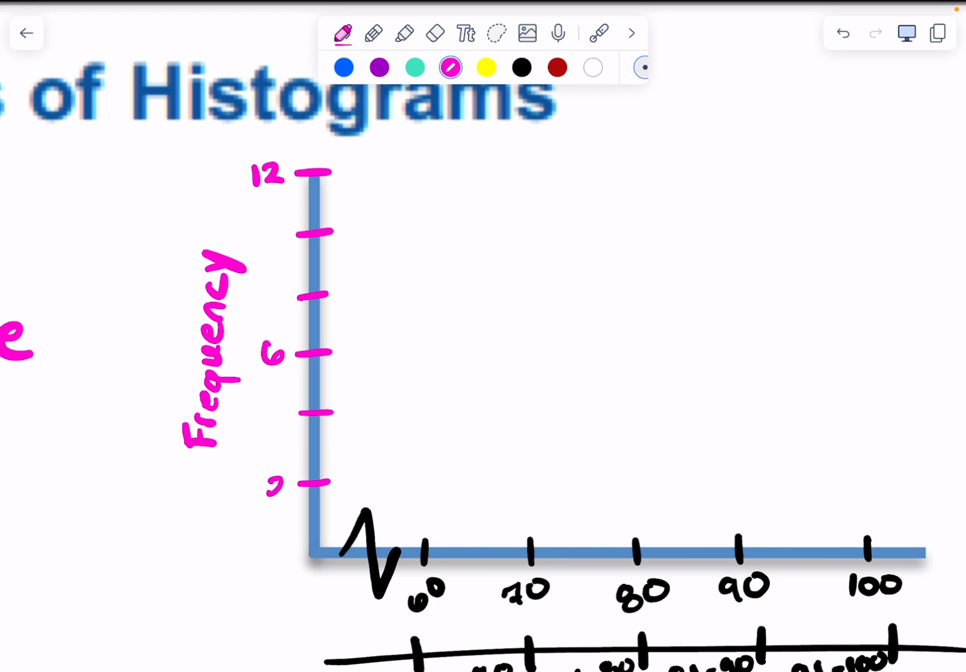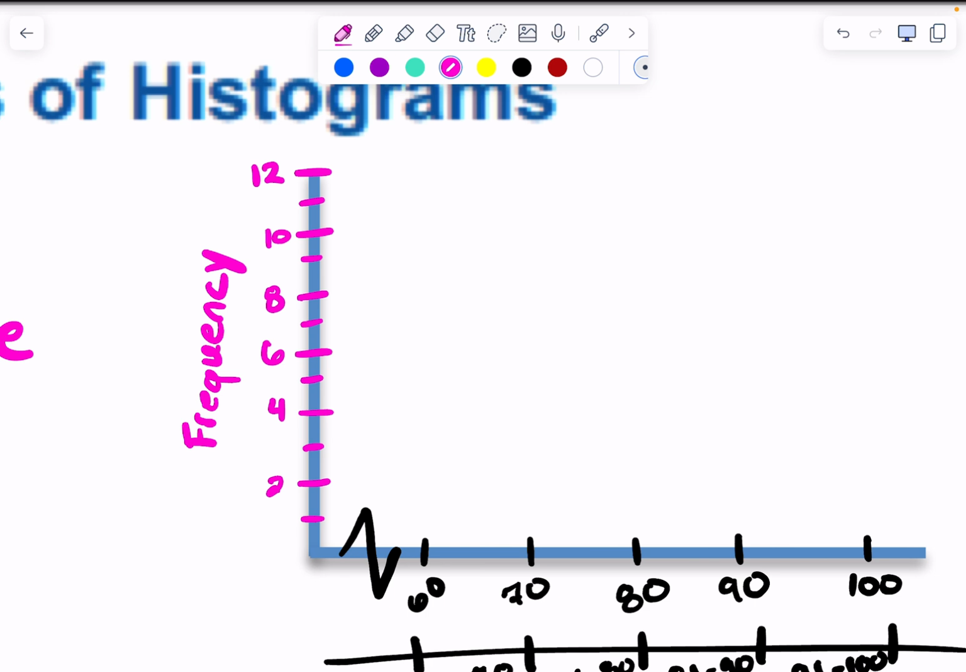So I've got 2, 4, 6, 8, 10, 12. You see how I just did that? If you want to go by ones, you can do little tick marks, but I usually pick an even number and then do half of that. Halvesies. Good?